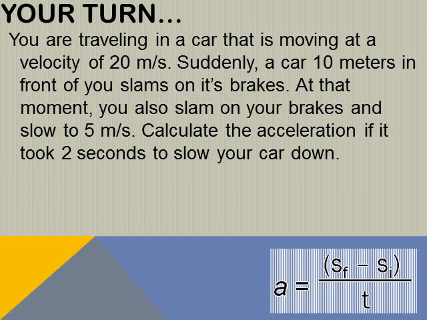Okay, it's your turn. I want you to try to do this one on your own. You are traveling in a car that is moving at a velocity of 20 meters per second. Suddenly, a car that's in front of you slams on its brakes. So you have to slam on your brakes, and you slow yourself down from the 20 that you started at to 5 meters per second. What is your acceleration if it took you 2 seconds to slow down? Pause the video and write down your variables.